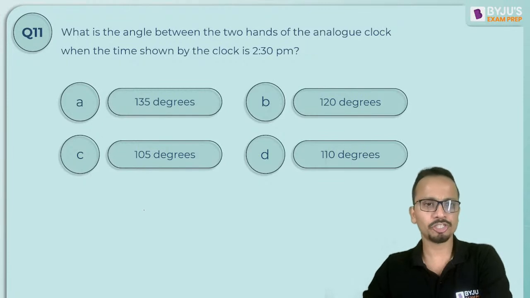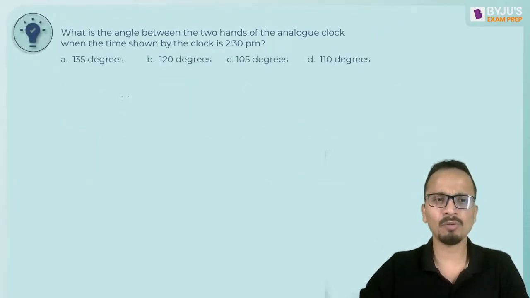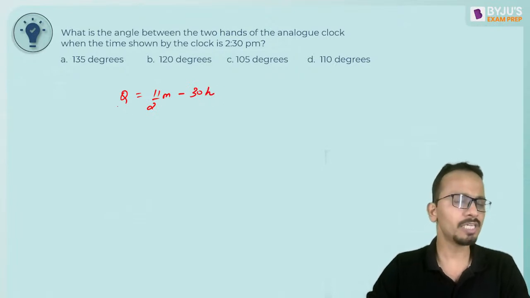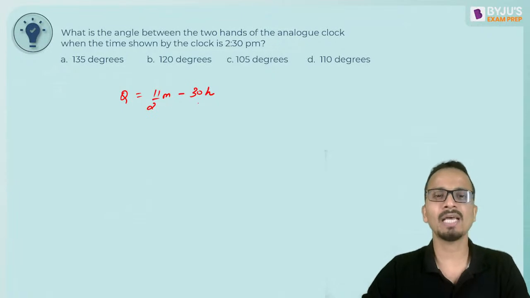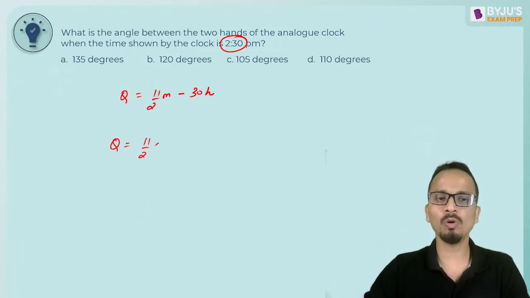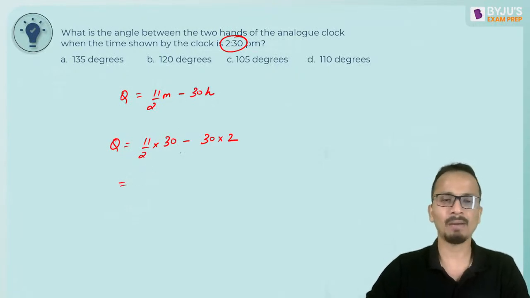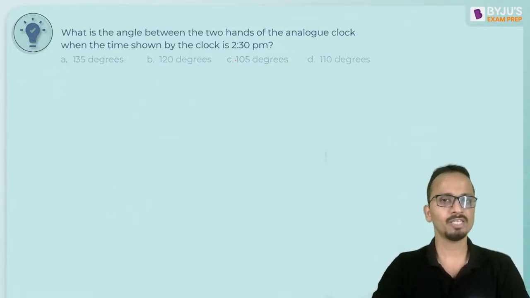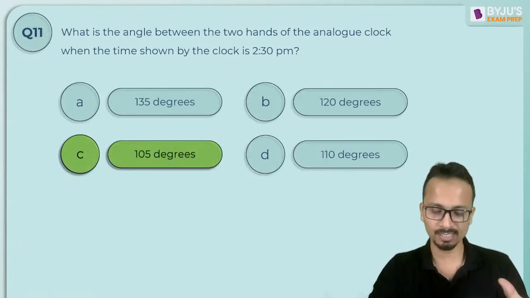Okay, now looking at this question. For this question, I will be using a direct formula, which is theta is equal to 11 by 2 m minus 30h. Here theta is the angle between the hands, m is the number of minutes, and h is the number of hours. So the time is 2:30. So theta is equal to 11 upon 2 multiplied by m. m is 30 in this case, minus 30 into h. h is 2. Upon solving this, 165 minus 60, and the correct answer will be 105, and that is option C. So yes, the correct answer for this question is option C, that is 105 degrees.